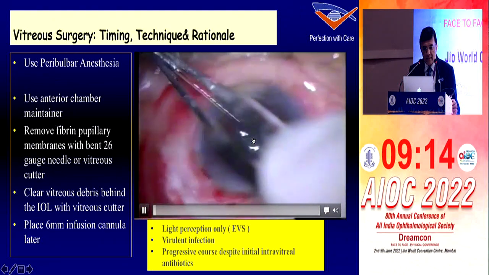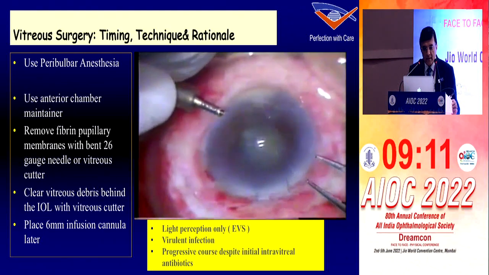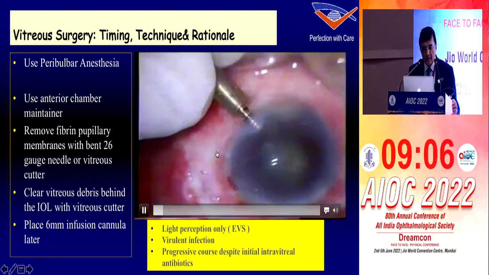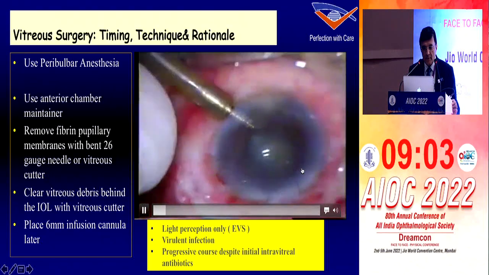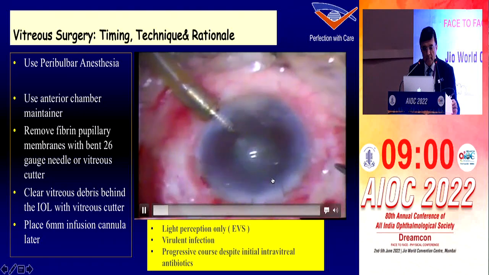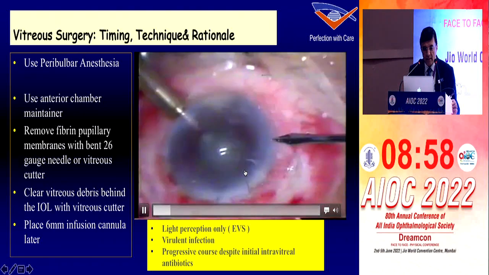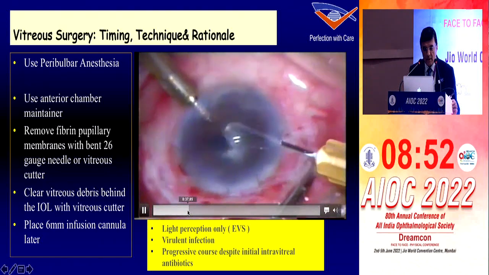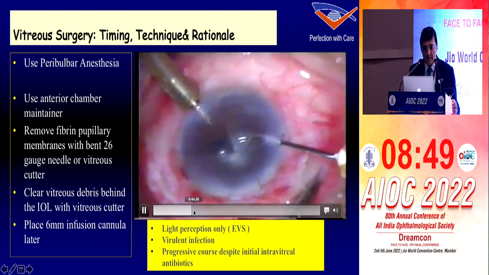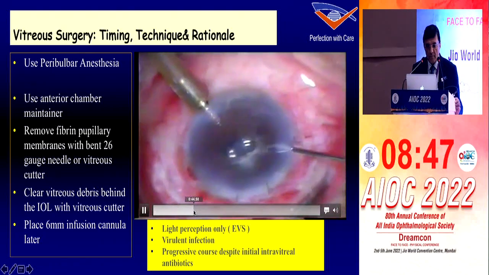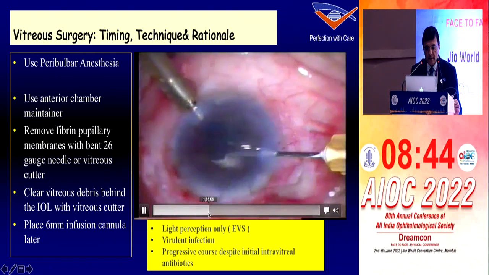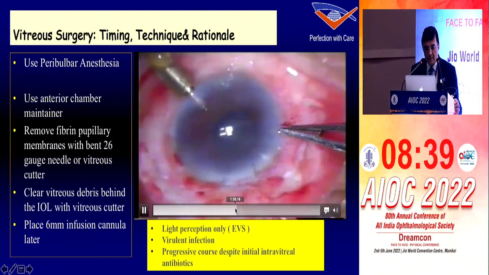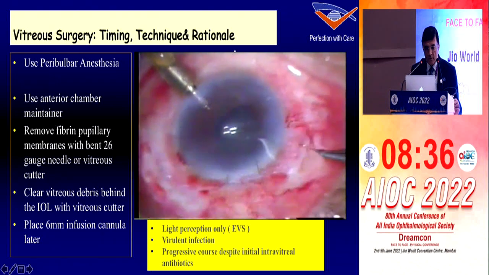So we get cases which are really bad. What Haimanti showed was cases which are much cleaner. We get cases where you have a membrane in the pupillary area. You have to remove it before you get inside the vitreous cavity. So you will see here that AC Mentorian has been put, and then with a bent 26 gauge needle, we tease off the membrane from the pupillary area. Once that is done, it is very gently removed, and once you can see that it has been removed, we go ahead and do the vitrectomy.